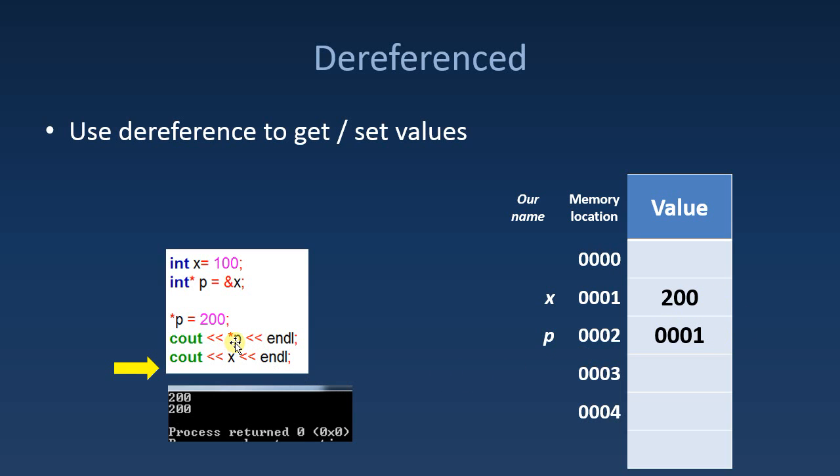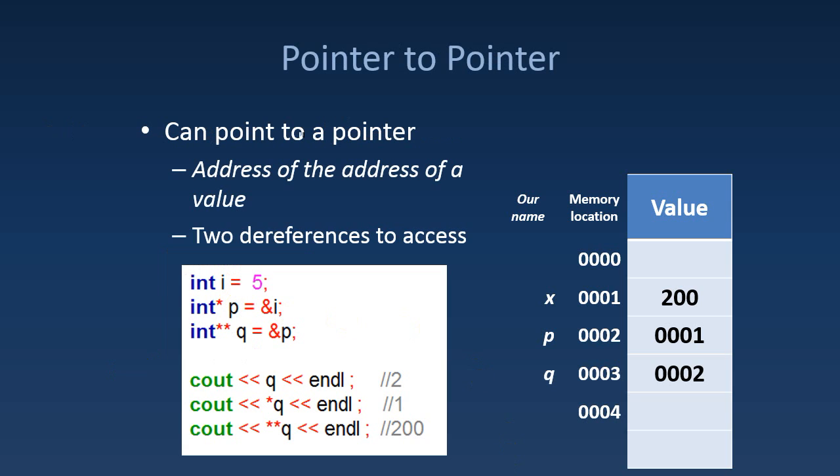Star P is basically just another name for X at this point because P points to X. We can have a pointer to a pointer. So Q points to a pointer to an integer. A little bit confusing, but basically Q wants to store the address 0002 of a pointer that has the address of our integer.